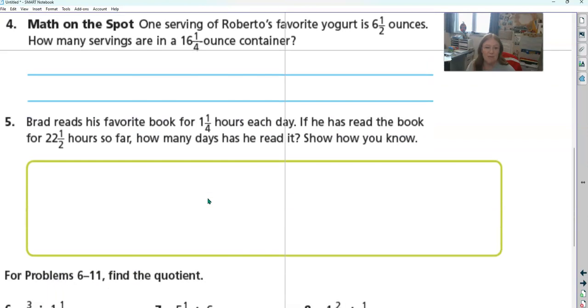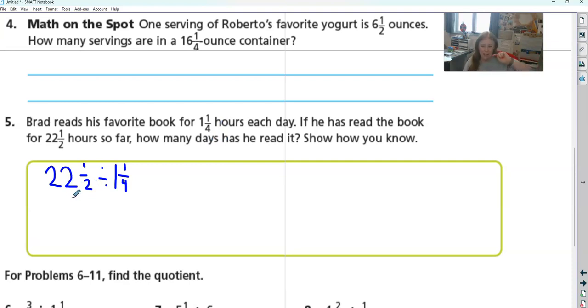Okay, skipping to number 5. Brad reads his favorite book for 1 1/4 hours each day. So that's how long he's reading. If he has read the book for 22.5 hours so far, how many days has he read that book? So we want to take his total, which is 22.5, and put that first. And we want to divide it by how much he reads each day. So we're needing to make it improper.